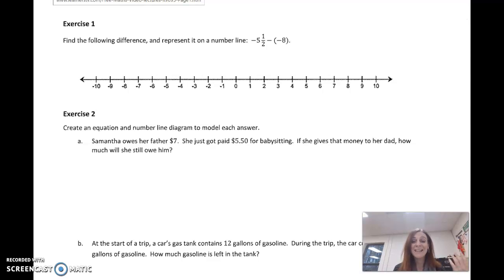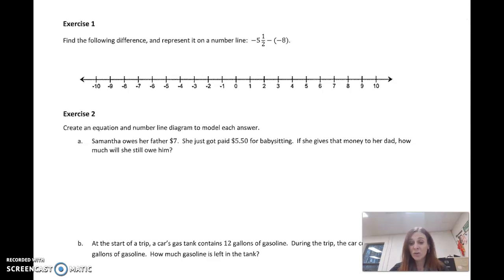All right, so again, lesson 7 is on the addition and subtraction of rational numbers, and we really want to get into the real world problems, how you can set up equations and use the number line to help you visualize your solutions. But one more time, let's do one more example here. Find the following difference and represent it on a number line.